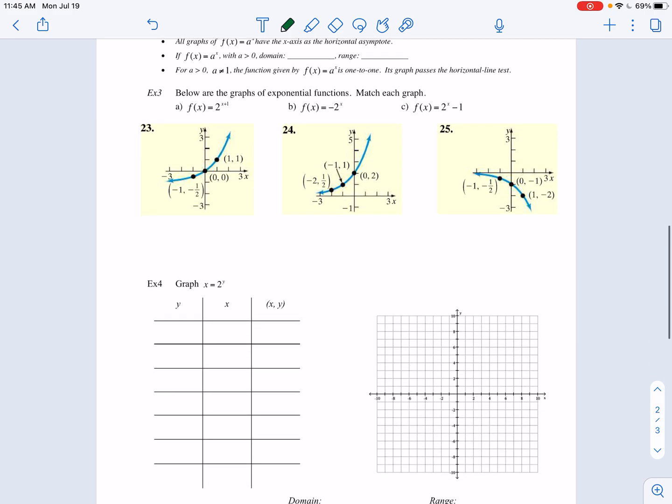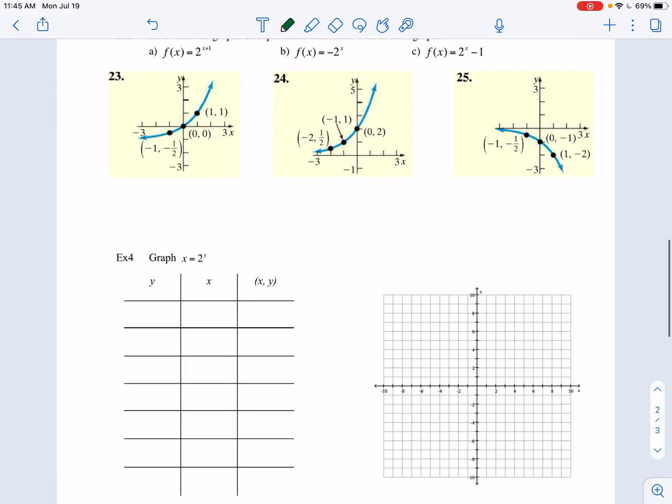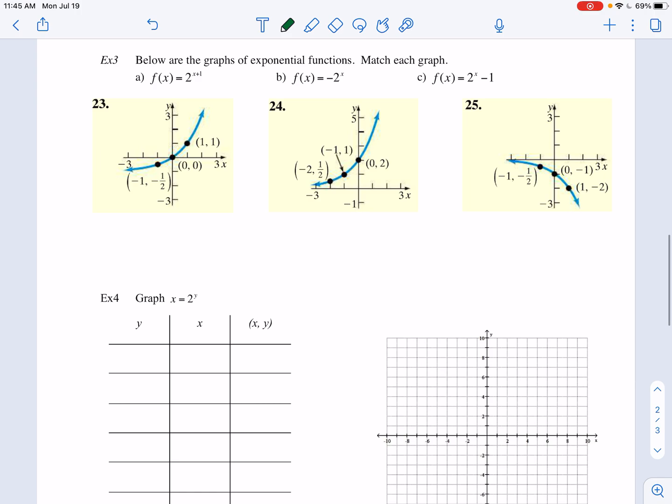Let's look at some of the translation here. Okay, so we'll see if we can match these graphs here. We've got 3 examples, and we want to see which graph matches with which function: 2 to the power of x plus 1, negative 2 to the x, and 2 to the x minus 1.